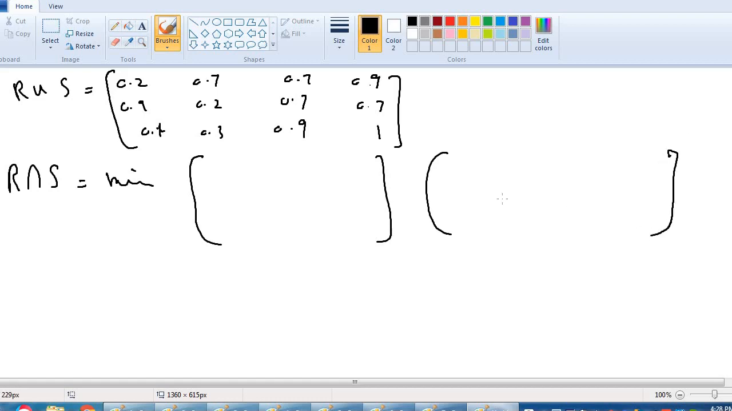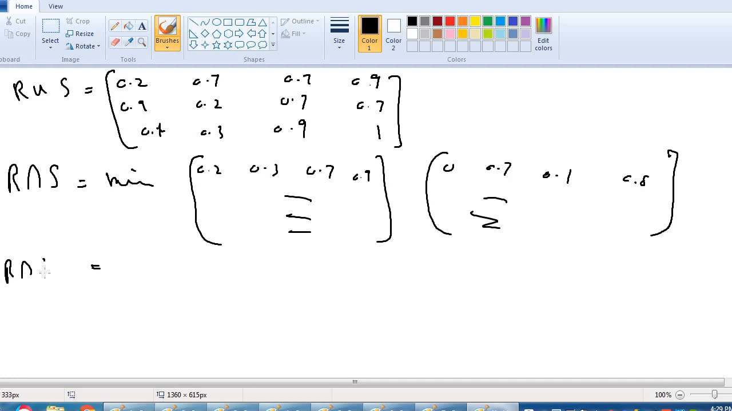For example, we take the same R and S. We write R here: 0.2, 0.3, 0.7, 0.9. Similarly, for S we have 0, 0.7, 0.1, 0.8, and so on. All others are the same. Then we take their minimum for R intersection S. We just take the minimum value of each pair.